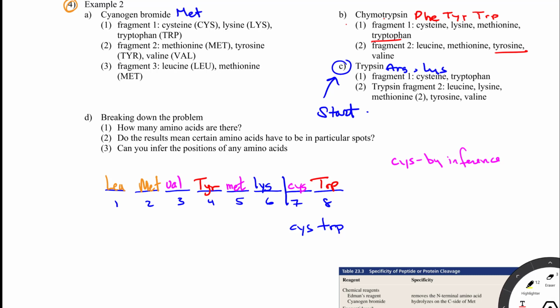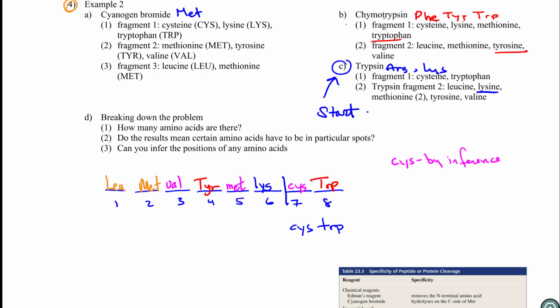What I should have done is underline the arginine and lysine in this section. So there's none in here, right? And then there's a lysine here. Okay, so that tells me something automatically. Fragment 2 is actually the first fragment, and fragment 1 is actually the second fragment in the sequence.